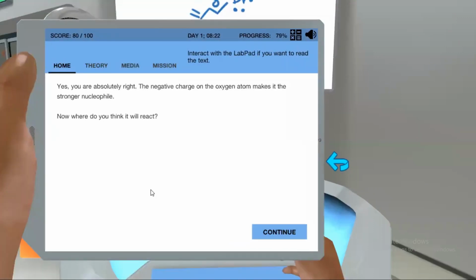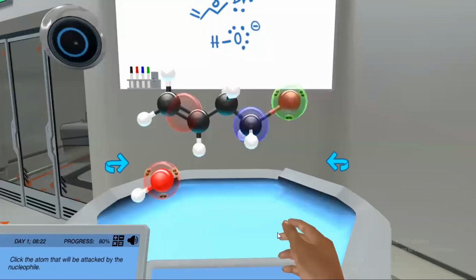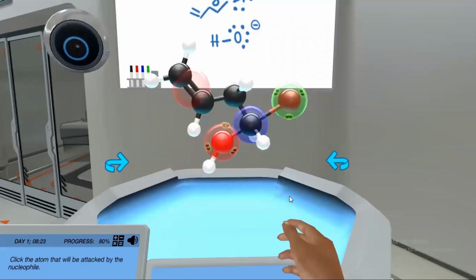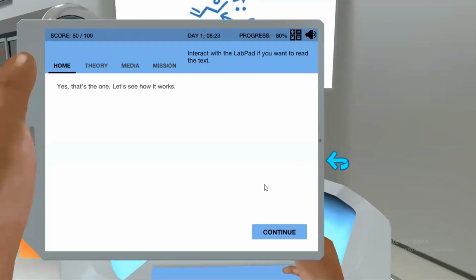Yes, you are absolutely right. The negative charge on the oxygen atom makes it the stronger nucleophile. Now where do you think it will react? Click the atom that will be attacked by the nucleophile. Yes, that's the one. Let's see how it works.